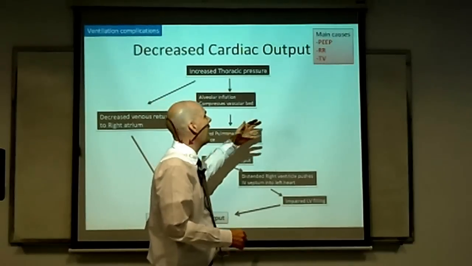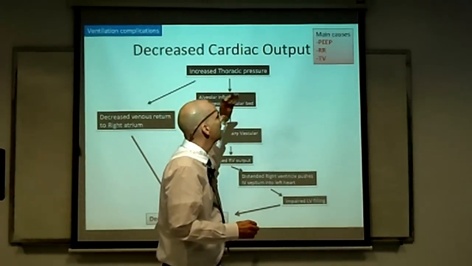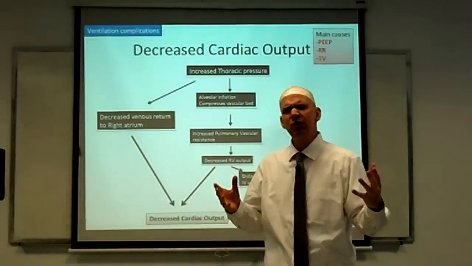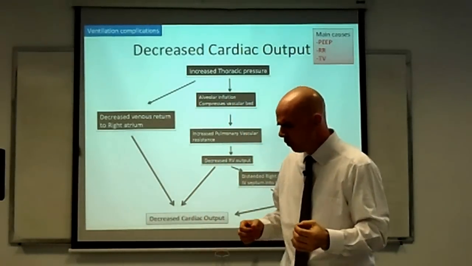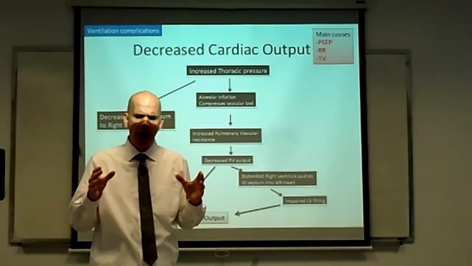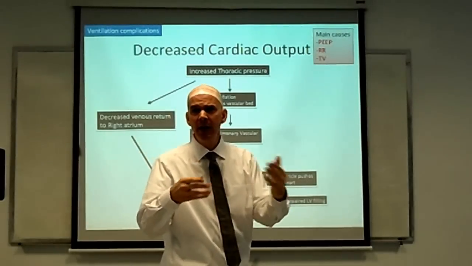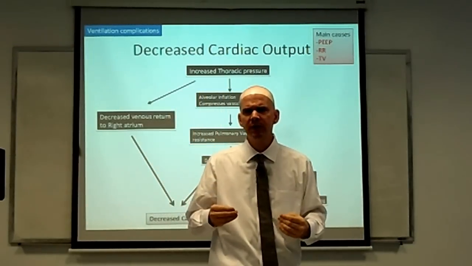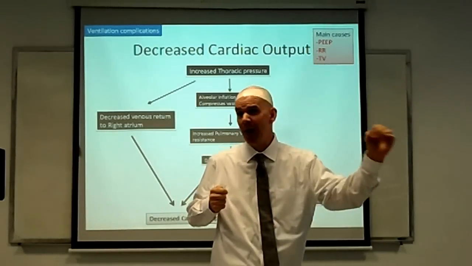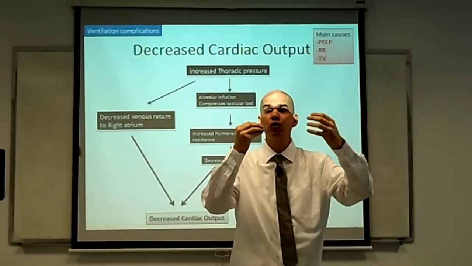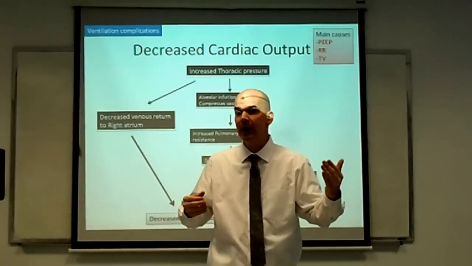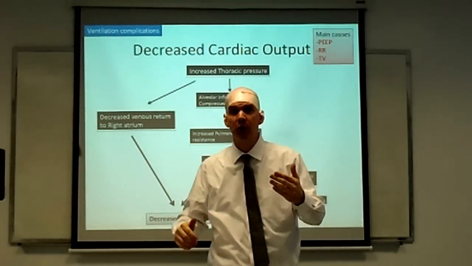This is caused mostly by a high positive end expiratory pressure, high respiratory rate, and high tidal volume. Why do I get decreased cardiac output? Well, remember, with positive pressure ventilation, I'm ending up with an unnatural kind of situation. With normal physiologic breathing, I have negative pressure in my lungs during inhalation. With positive pressure ventilation, I have supraatmospheric pressure in the lungs during inhalation. On top of that, I might also be using positive end expiratory pressure.